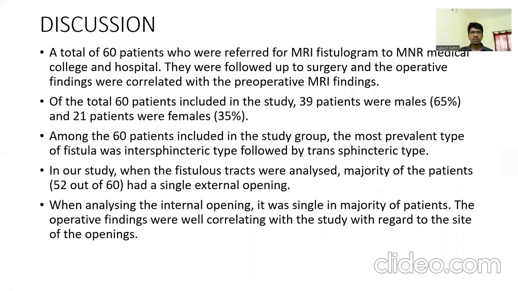Among the 60 patients included in the study group, the most prevalent type of fistula was intersphincteric type followed by transphincteric type. In our study, when the fistula tracts were analyzed, the majority of the patients, that is 52 out of 60, had a single tract. When analyzing the internal opening, it was single in the majority of patients, and the operative findings were well correlated with regard to the site of opening.